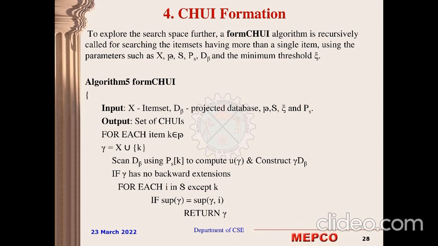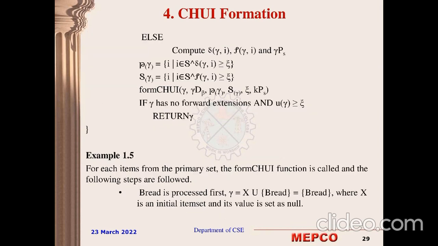And the final module will mine the CHUIs from the previously examined search space. Backward extension is tested for each itemset. If there is no backward extension, it is subjected to a closure jumping test. If the itemset passes the closure jumping test, it is designated as a closed high utility itemset. Otherwise, the search space is explored further. This procedure was performed for each item in the primary set.